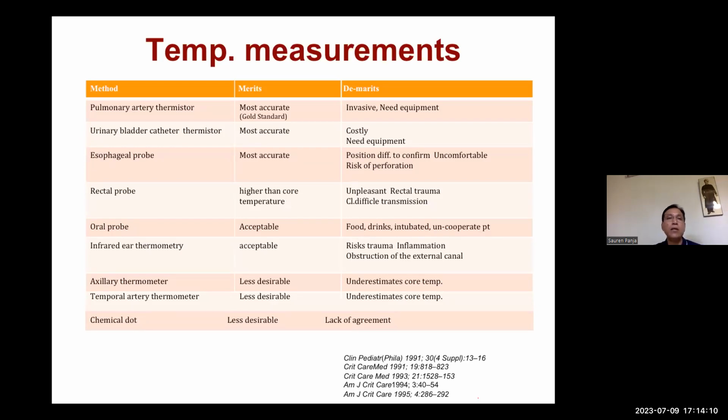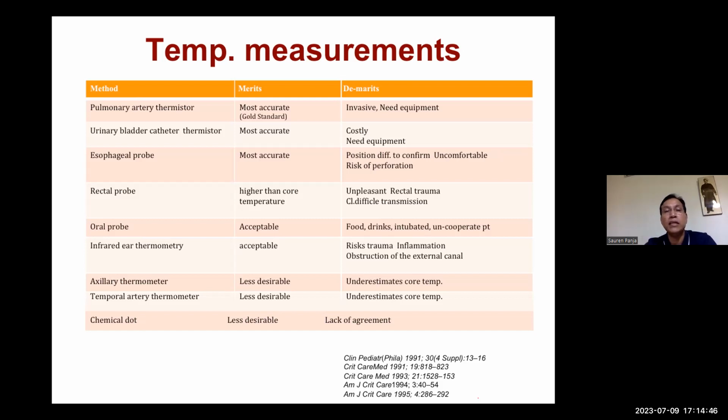And there are different kinds of temperature measurement, because most of the time the core temperature and the outside temperature vary. That's why a bit of discussion should be there about which one is better. So there are pulmonary artery catheter, urinary bladder catheter thermistor, esophageal probe, rectal probe, oral probe, infrared ear thermometry, or you can also put a thermometer in the external ear or external auditory canal, and then axillary thermometer, temporal artery thermometer, and chemical dot. So these are the available devices.